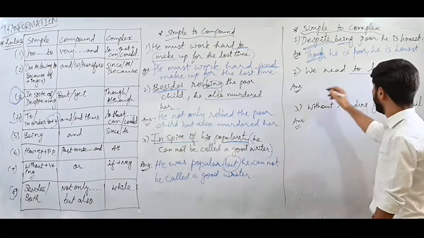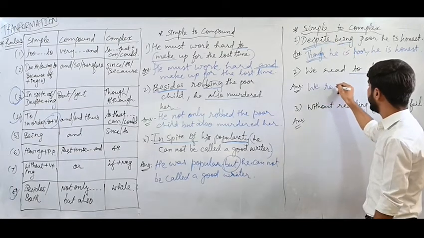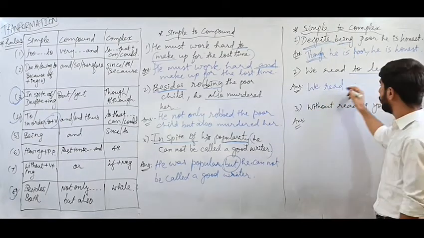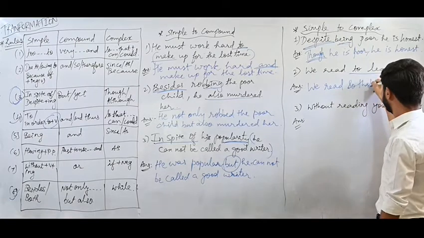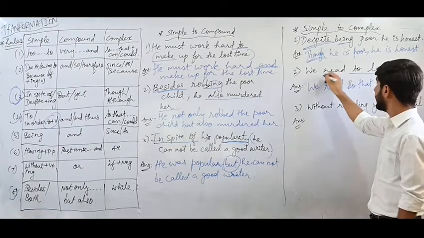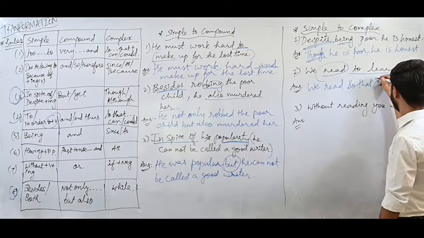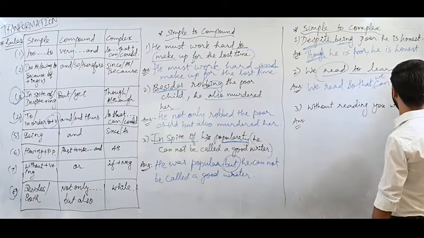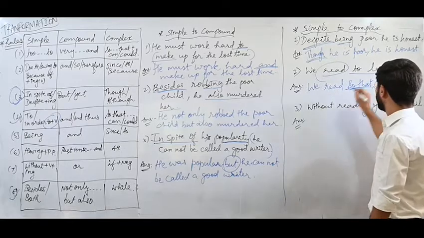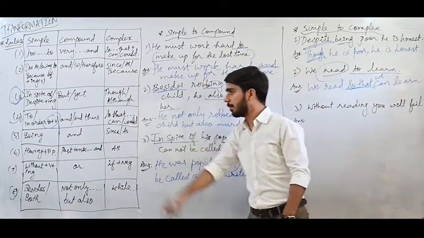So we read to learn. Let us keep the first part as it is. We read so that. Now this is present tense. See, the verb is in present tense, so can. We read so that we can learn. I have used so that according to the rule.